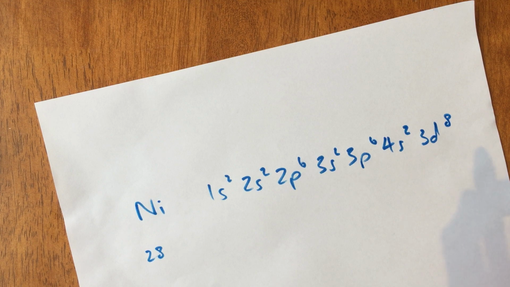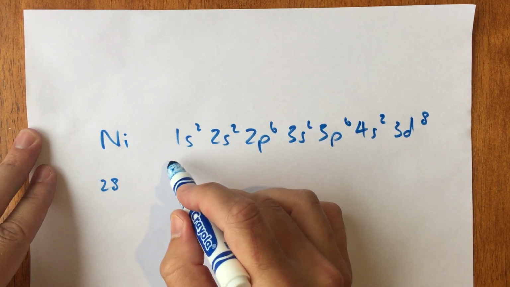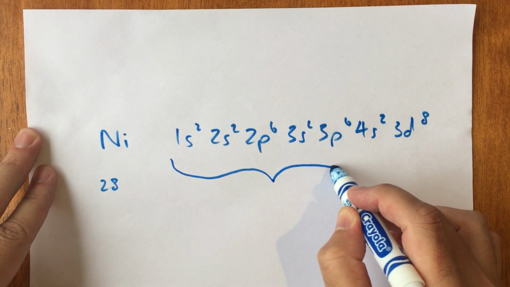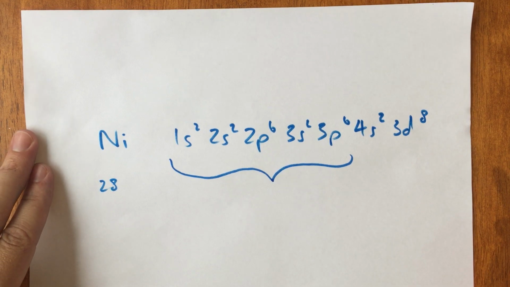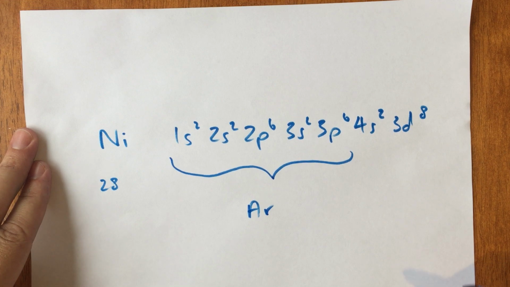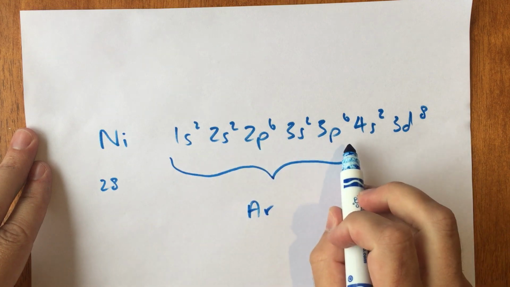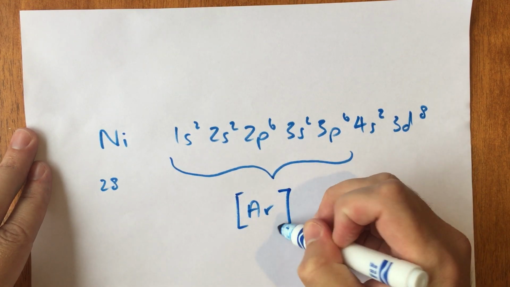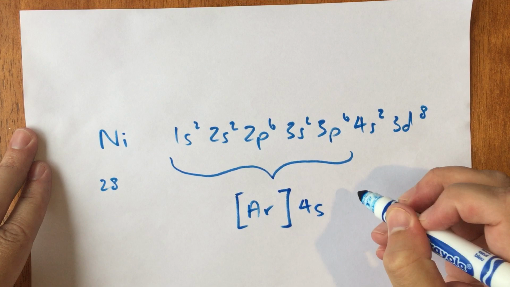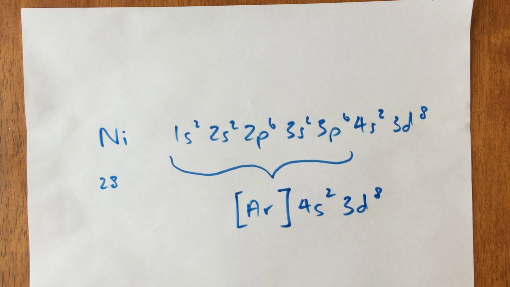Now what we can do to make this shorter, rather than writing that whole thing out every time, is we can actually say that part there is the electron configuration of the inert gas argon. And so instead of writing out the whole configuration, I'm just going to say that that part there is the same as the inert gas argon, and I'm going to add on the bits after that inert gas, just to make it a little bit easier for myself. So that's a shortcut for writing the longer configurations.